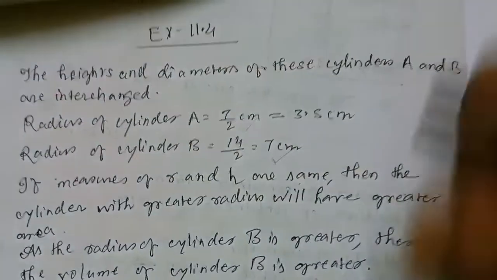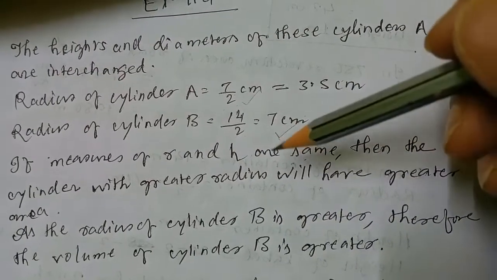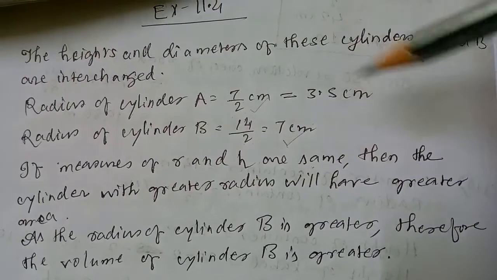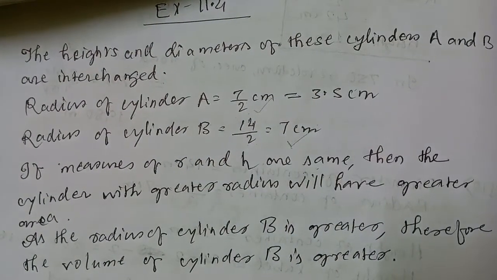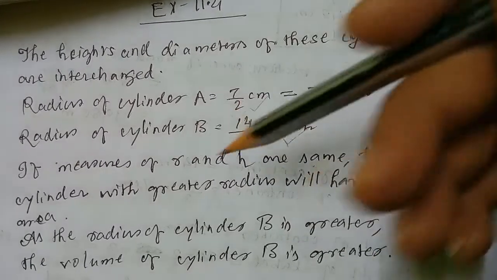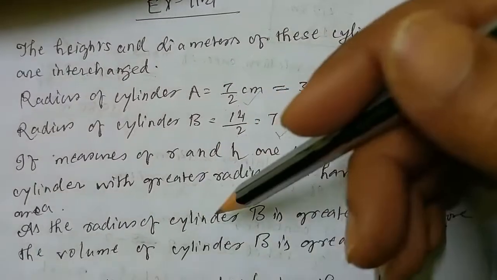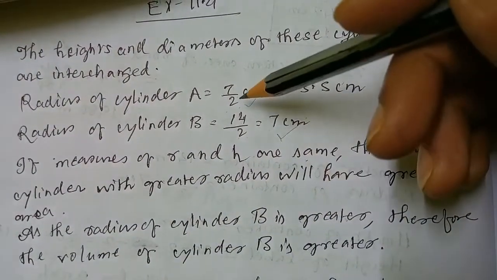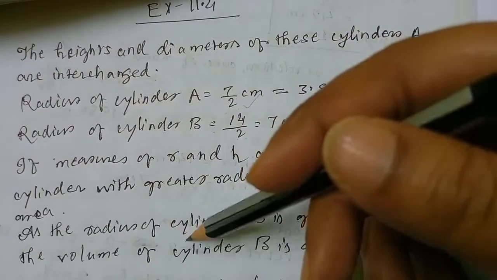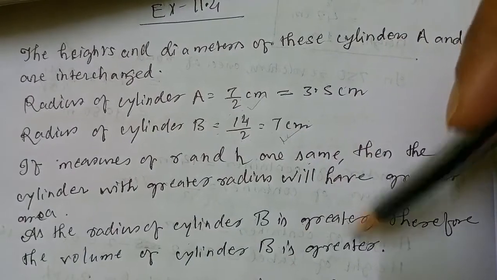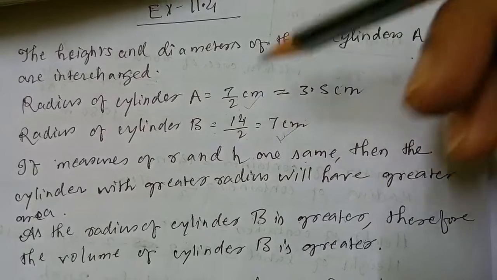If the measures of r and h, that means radius and height, are the same, then the cylinder with greater radius will have the greater volume. So without calculation we can say that a cylinder with greater radius will have the greater volume. Whose radius is greater? Cylinder B's radius is greater, 7 centimeter. Therefore the volume of cylinder B is greater, because its radius is greater.